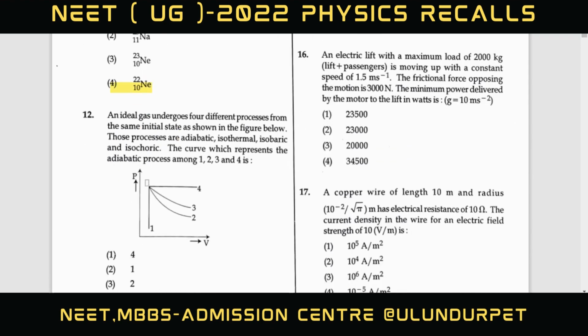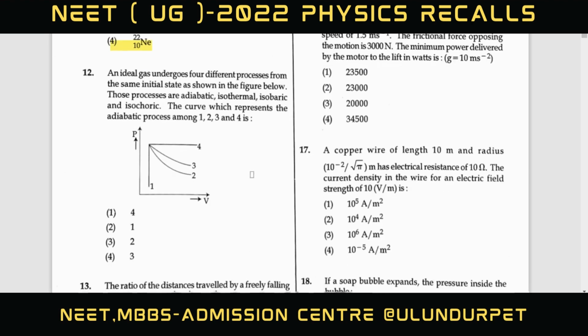And 12th question: an ideal gas undergoes 4 different processes from the same initial state as shown in the figure below. Those processes are adiabatic, isothermal, isobaric and isochoric. The curve which represents the adiabatic process among 1, 2, 3 and 4 is. The answer is option 3.